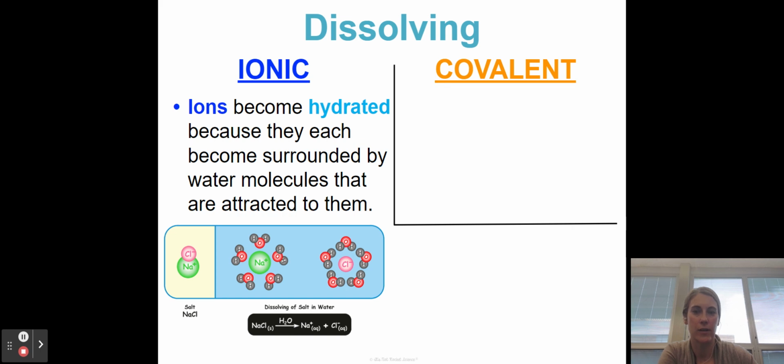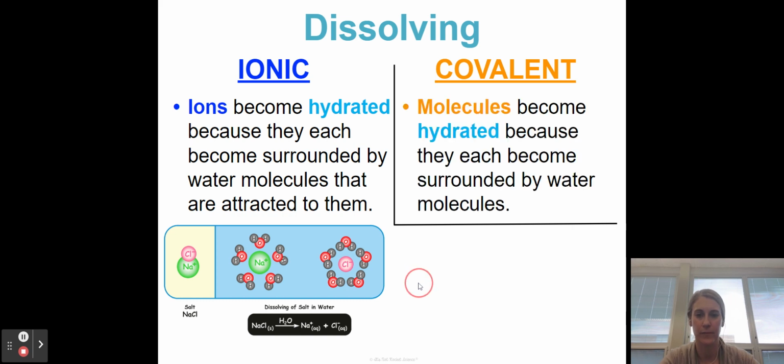Ions become hydrated because each becomes surrounded by water molecules that are attracted to them. If you take a look at the picture here, we just have our sodium chloride. Notice that the water molecule, or oxygen, which is the more electronegative atom, is going to be attracted to the sodium. So it orients itself closer to the positive charge, whereas for chloride, your hydrogens are going to orient closer to that. So it surrounds those ions and tears them apart.